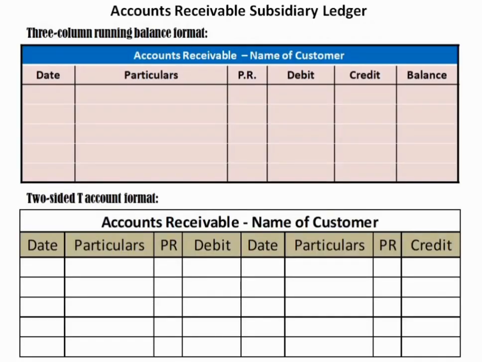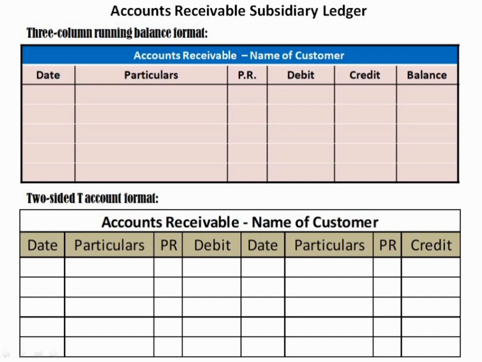As you can see here, like a general ledger, a subsidiary ledger may be in either of two forms. The 3-column, or should I say 3-money column format, or what's sometimes called the running balance format, and the 2-sided T-account format. In this video series, I will use this running balance format for subsidiary ledgers and this second one for the general ledger.